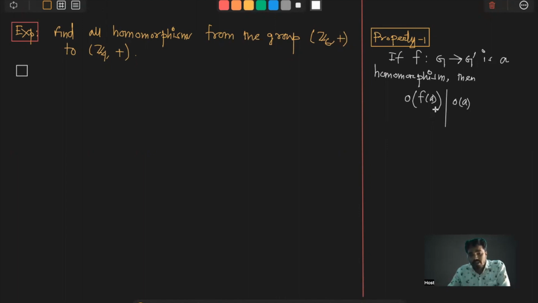Clear? That means we conclude that, look, here from where to where, what is the mapping property I am saying? If F is a mapping from G to G dash, right? Suppose we consider A, an element A belongs to G. So what is the image of A? That is F(A). Right? So the image of A is F(A).